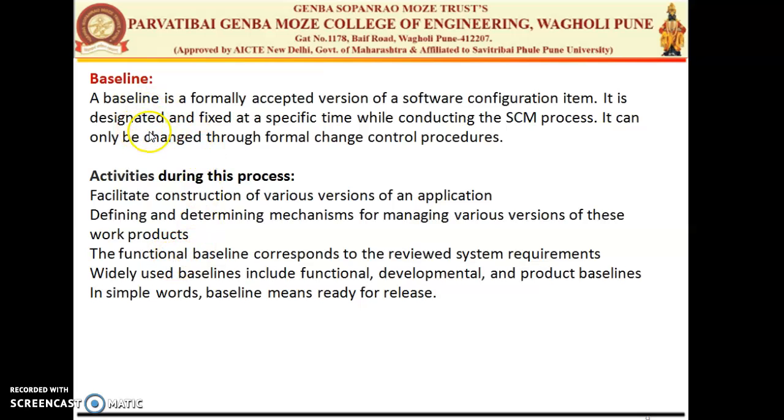So the baseline is nothing but the formally accepted version of your software configuration items. So what activities are carried out in a baseline? First, facilitate the construction of various versions of the application. That means continually improving your application with different versions, so new features can be introduced in your application. The second one is designing and determining the mechanisms for managing the various versions of your software product. The third one is the functional baseline, which corresponds to viewing the system requirements widely.